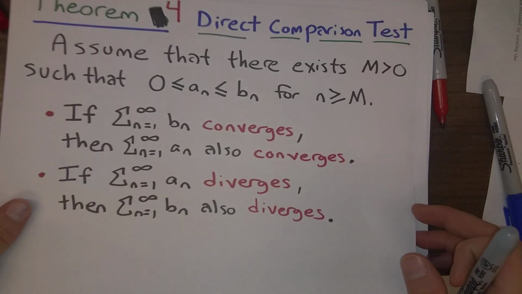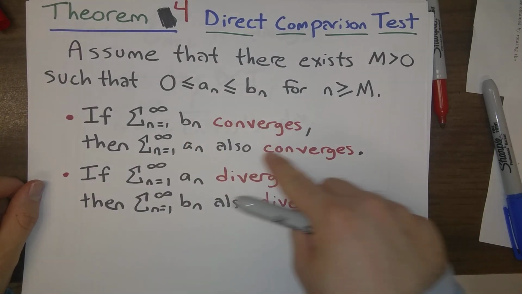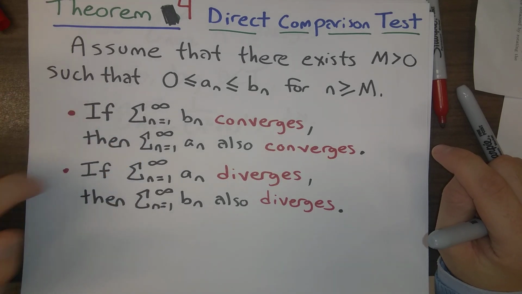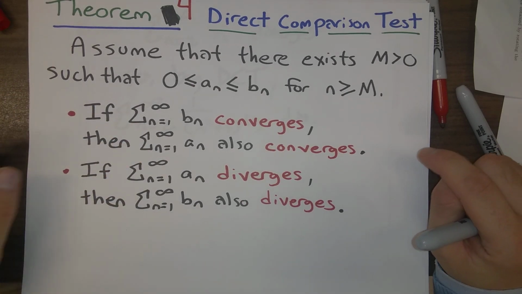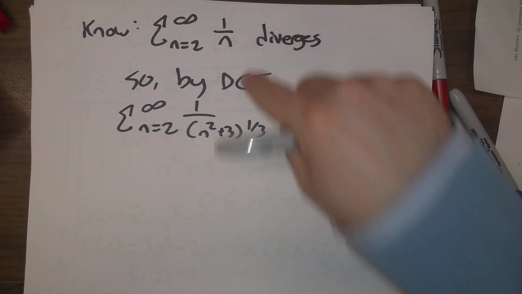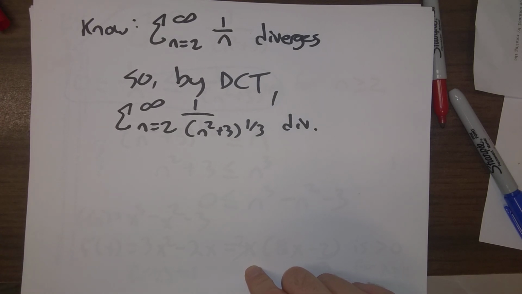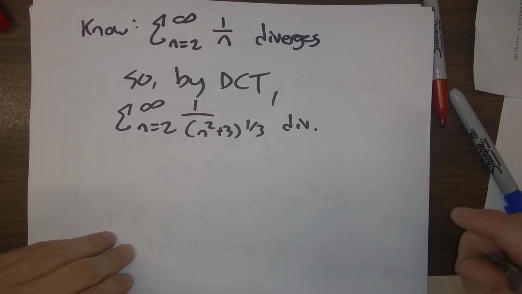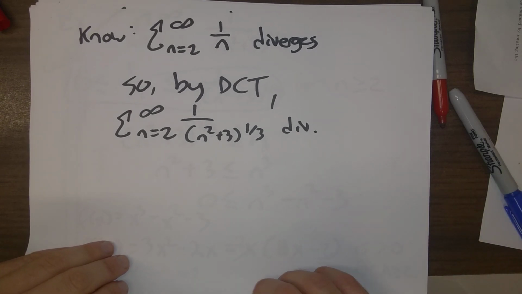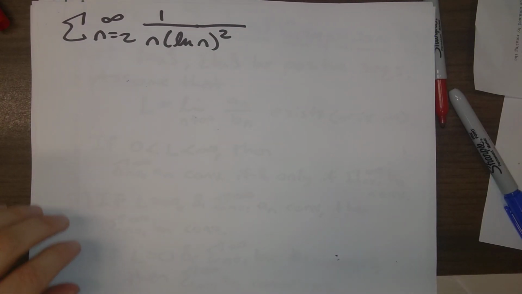So this is what's going on. In the previous video, we used this case: if the series of the bigger terms converges, the series for the smaller terms also converges. Now we just showed that the series for the smaller terms diverges. So by the direct comparison test, the series for the bigger terms also diverges.